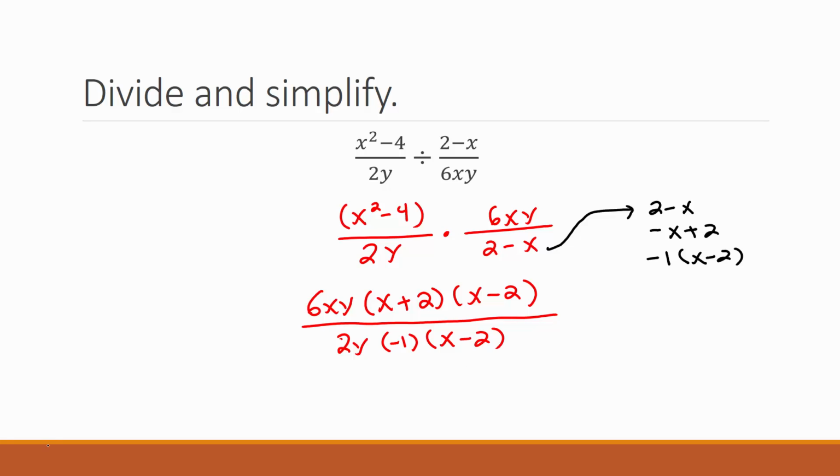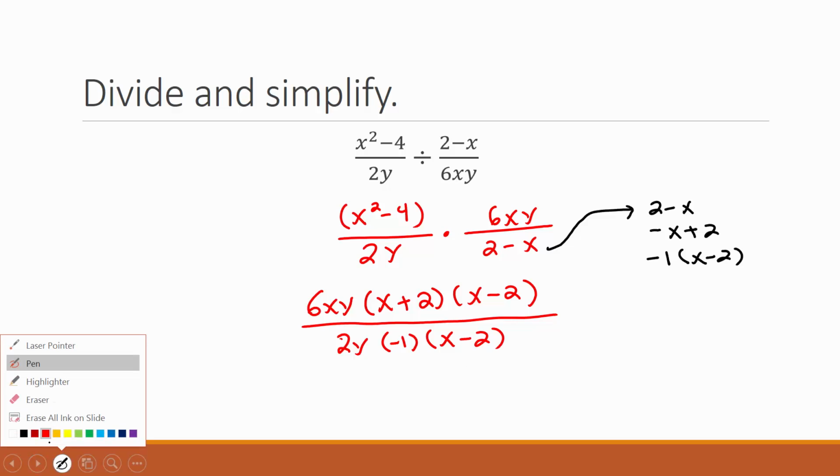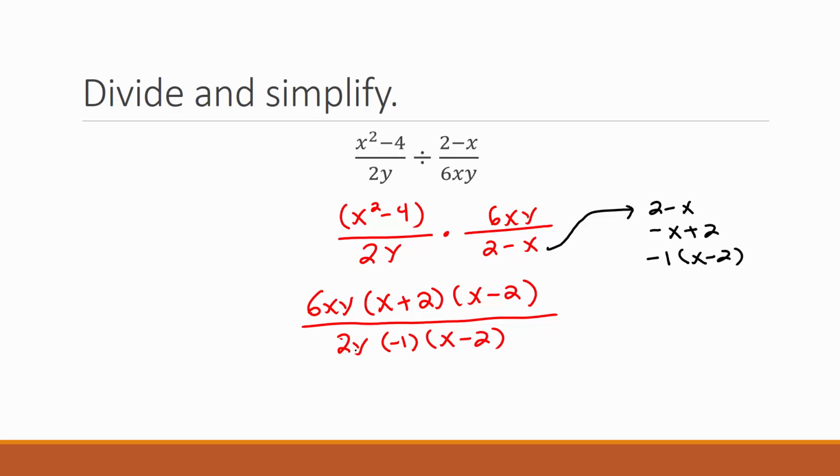So again, here we want to cancel the common factors. So I can cancel a y and a y. We know that 2 goes into 6 3 times. So from here, I'm left with 3x to start off with.